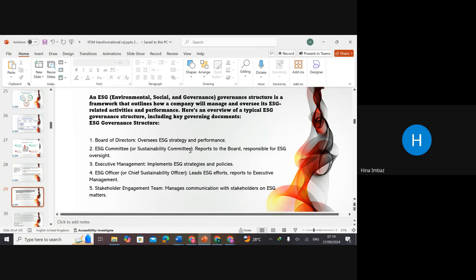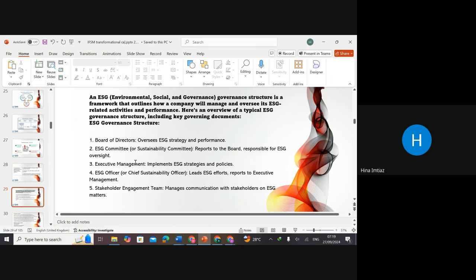First of all, in the structure we have the board of directors, who oversee the ESG strategies and their performance. Next, we have the ESG committee or the sustainability committee. You can give either name to the committee. It reports to the board of directors, which is the first level of the structure, and it is responsible for ESG oversight.